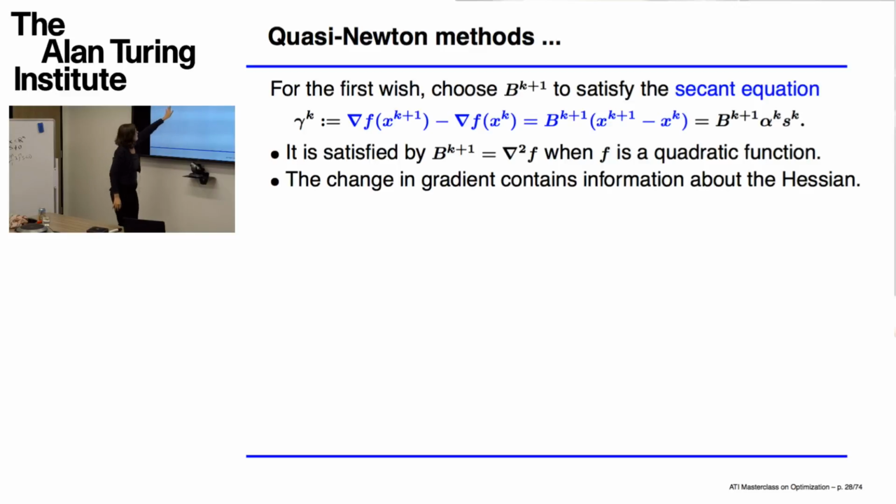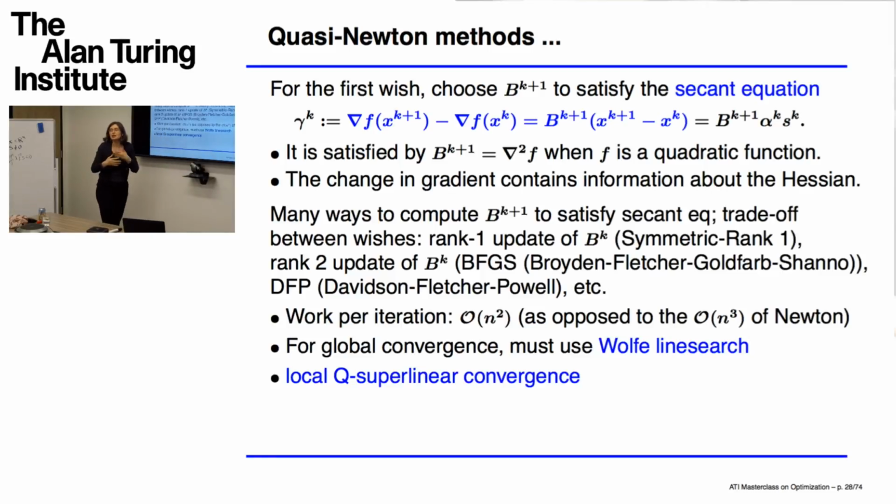But these are just n equations for B_{k+1}. But my B_{k+1} is a matrix. It's a symmetric matrix, but still I have order n squared unknowns. And so just this kind of secant equation will not be enough. So what we do is we take up the freedom in B_{k+1} using other techniques, such as making my next B_{k+1} just a rank 1 update on B_k, or a rank 2 update on B_k. And this gives rise to these very popular methods: symmetric rank 1, BFGS, and so on.